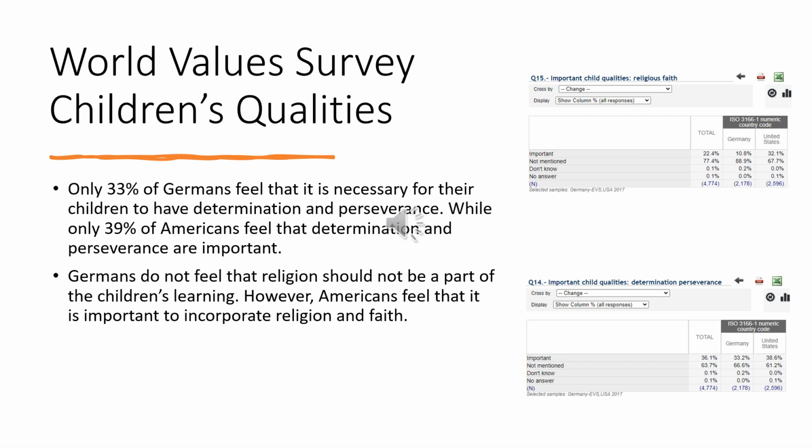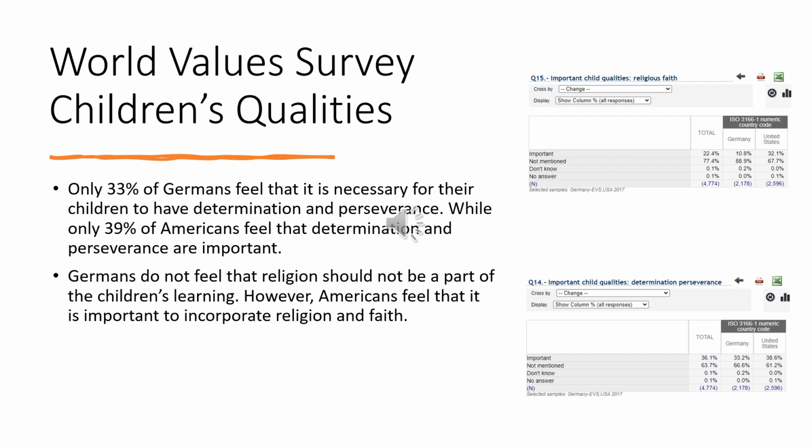When we're looking at determination and perseverance, only 33% of the Germans felt that it was necessary for their children to have determination and perseverance, while only 39% of Americans felt the same way, that determination and perseverance are important, but it's not that important. Both of them were right there together again. So this was not a high priority: teaching your kids determination and perseverance.